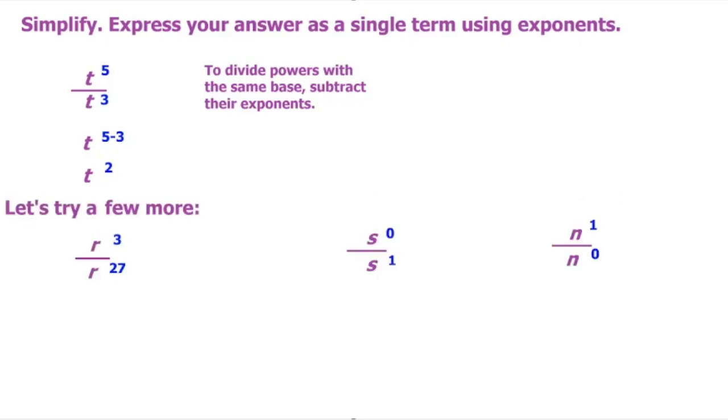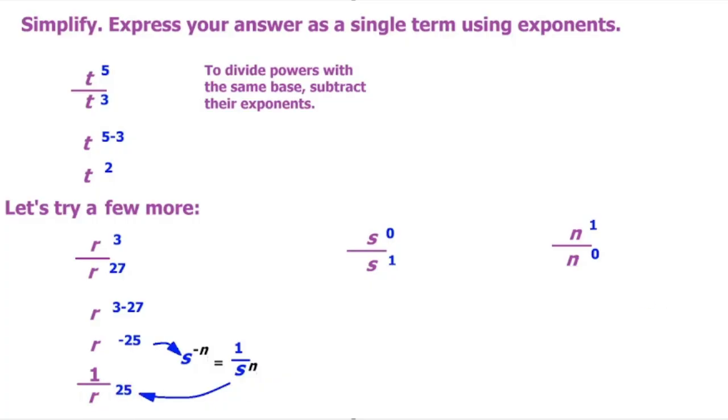So let's try a few more. So r to the 3 over r to the 27. Well, the base is the same, so we just subtract 3 minus 27. 3 minus 27 leaves us with r to the minus 25. Now just remember that anything to a negative exponent means 1 over that variable to that exponent positive, okay? So it just becomes a fraction. So r to the negative 25 is the same as 1 over r to the 25, okay?